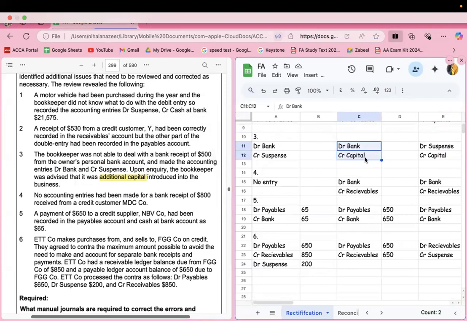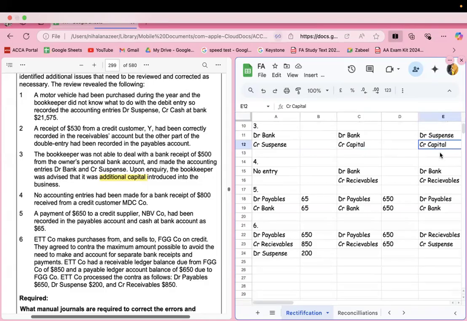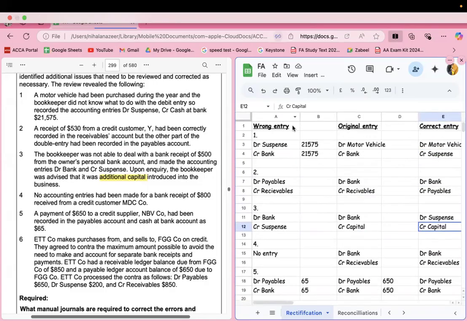Clear? What did they record it as? Debit bank and credit suspense. So suspense was unnecessarily credited, so you debit it and cancel it. Understood? And you're going to credit the original entry of capital here. Clear? This is just where the side is interchanged. First is the original entry, then the wrong entry, and then the correct entry.